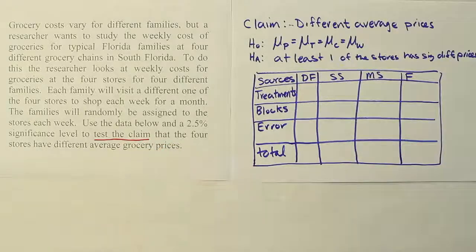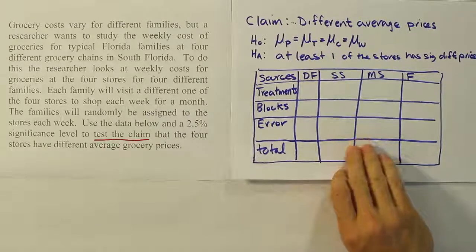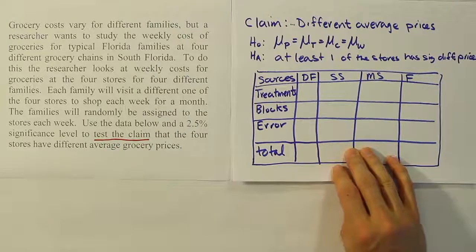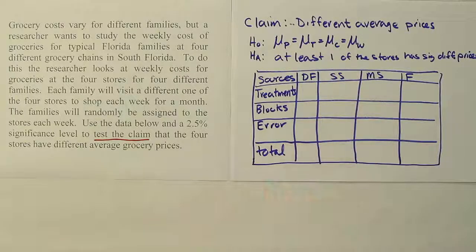All right, so the rest of this we'll fill in after we come back from the step where we work the data. So let's actually go ahead and go to that step where we take all the data from our problem and manipulate it so we can fill in the ANOVA part of the table.